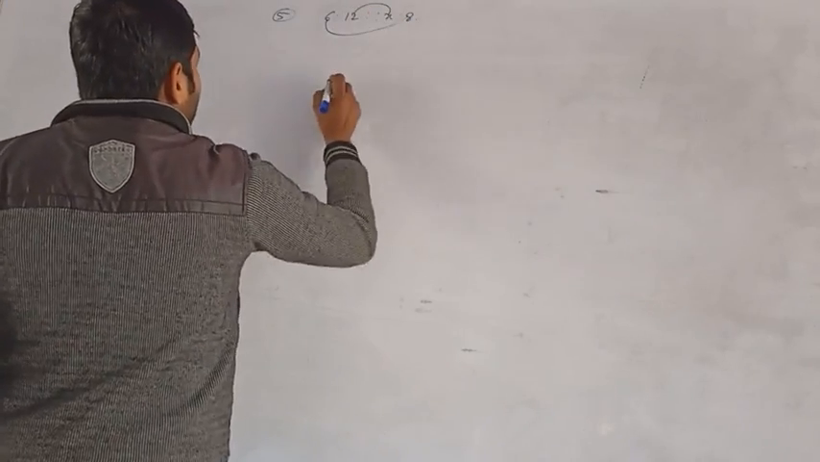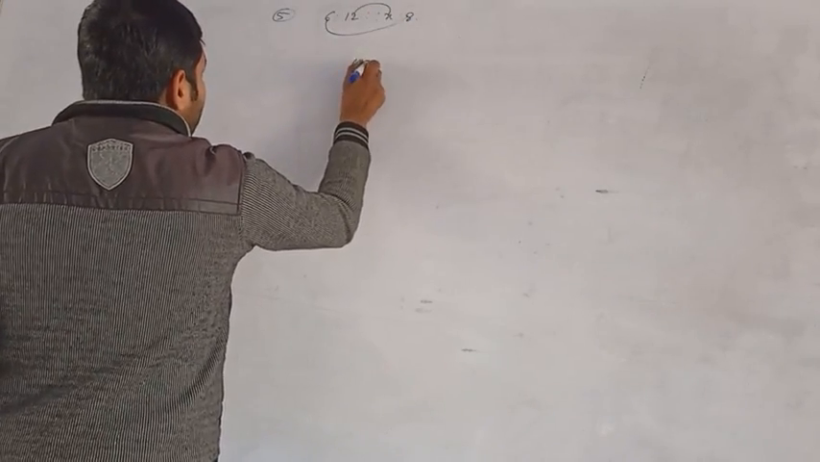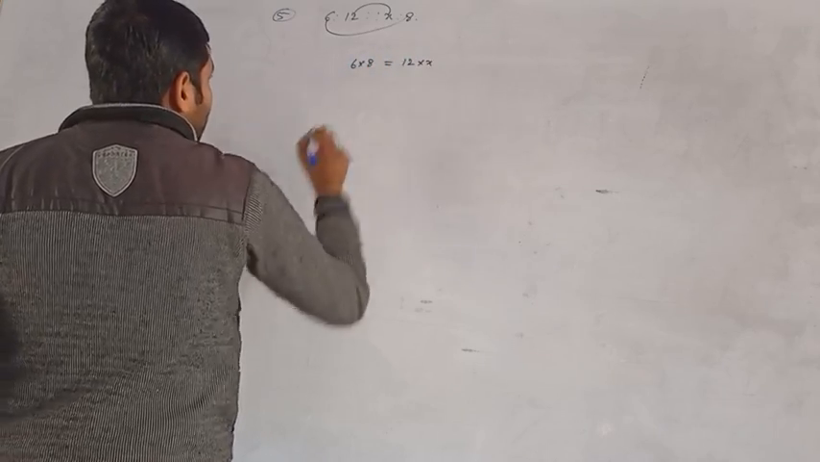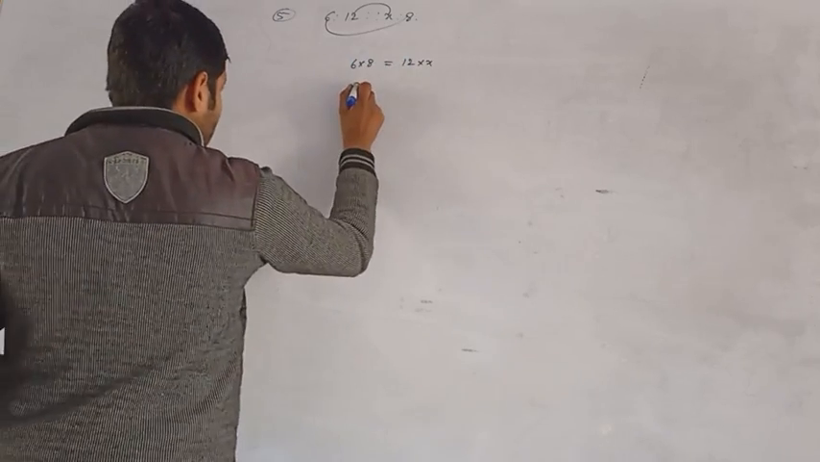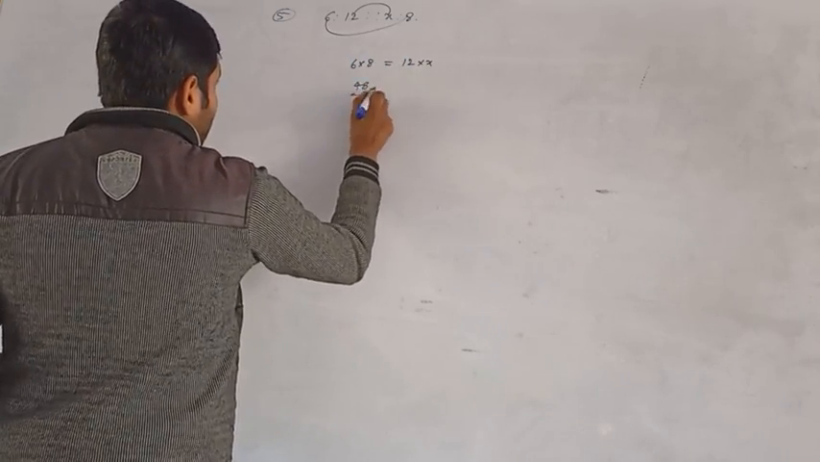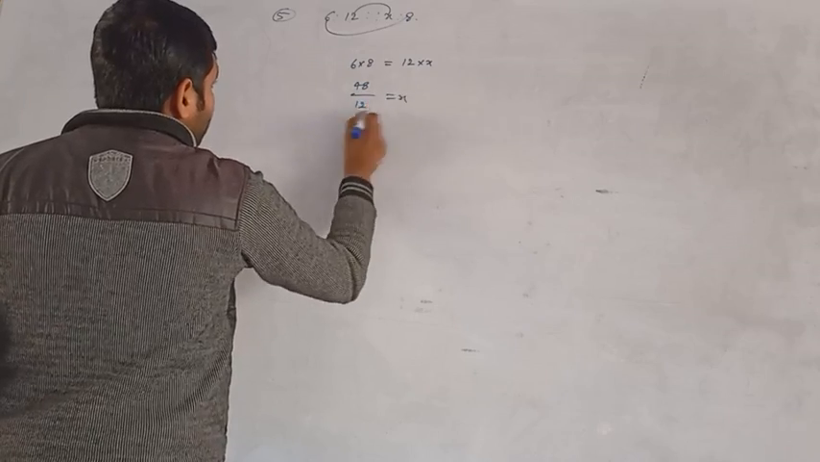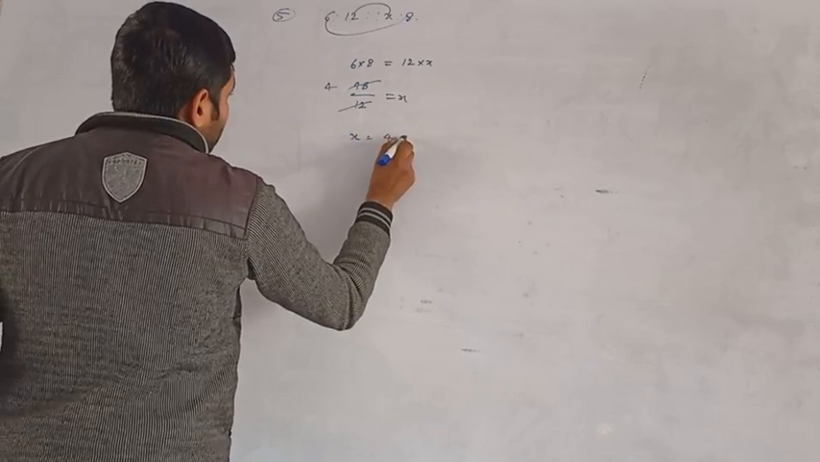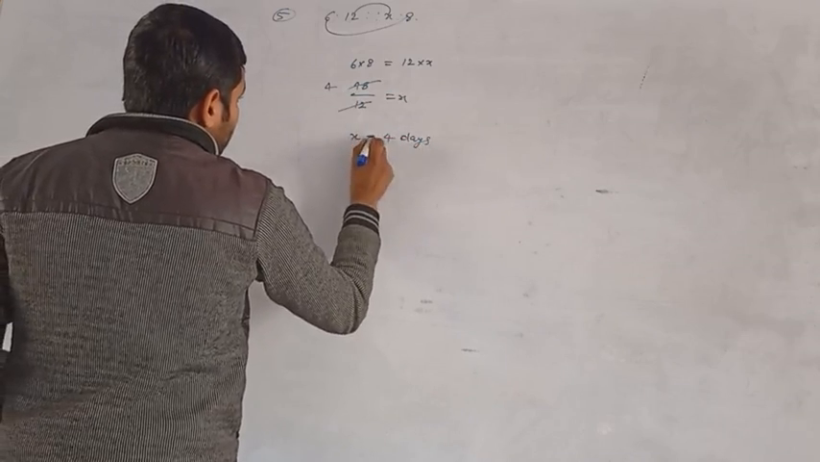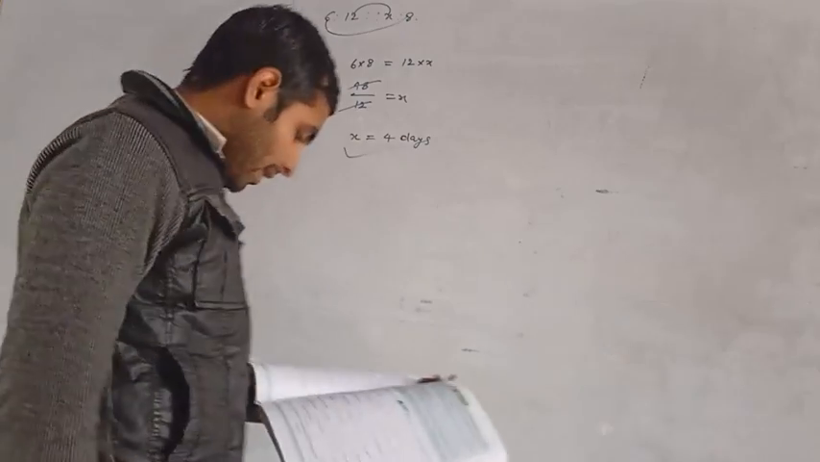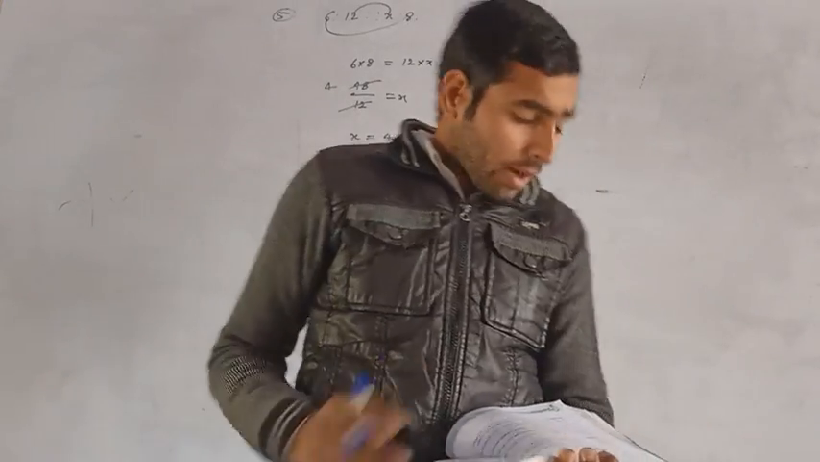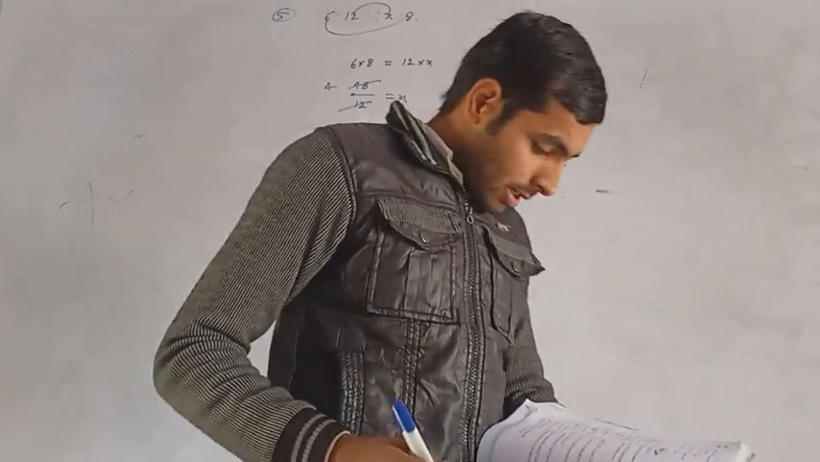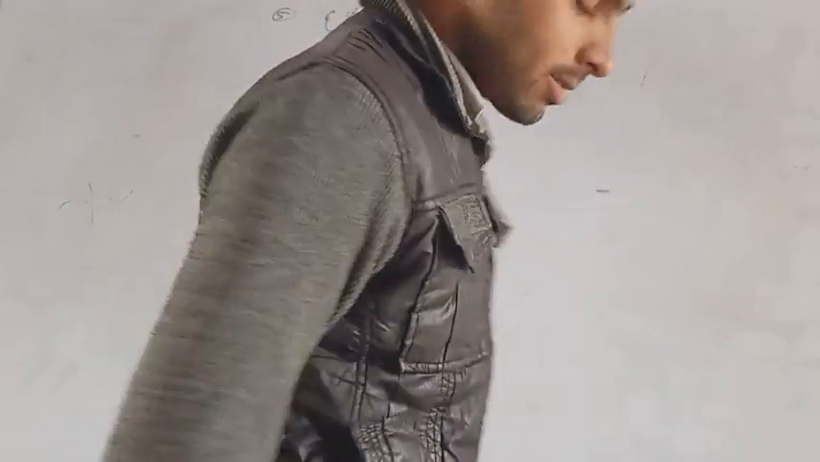By the formula we get 6 into 8 is equal to 12 into x. Then 48 upon 12 is equal to x. 12 fours are 48. Then x is equal to 4 days. So the time required for 12 people is 4 days.